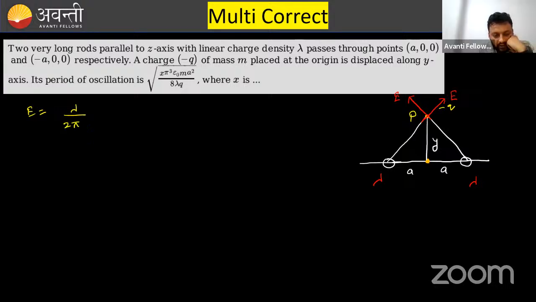2k lambda by r. If I put the value of k, that will be lambda by 2 pi epsilon naught into r. Correct? Now, r is what? R is this distance. And this distance, if you calculate, will become root of a square plus y square. That means lambda by 2 pi epsilon naught r, where r is root of a square plus y square. This is the field.